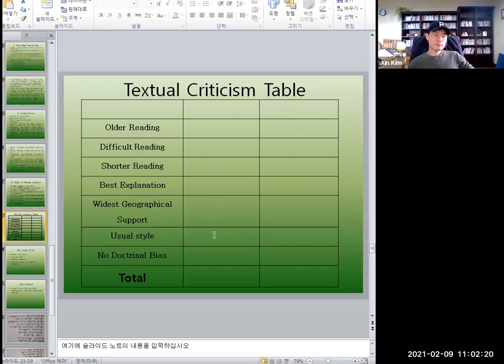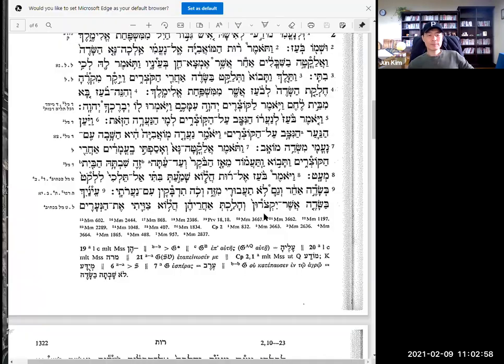Usual style: what is your usual style? I think you need to read it through. I think we don't have enough time to go for it. Anyway, you need to read it through, and if you think this one should be repeated, then just go ahead for the usual style. No doctrinal bias: I think we cannot see any doctrinal bias. Okay, so in terms of total support, I think BHS is taking it. Any exegetical significance? No, there is none. Is that clear?